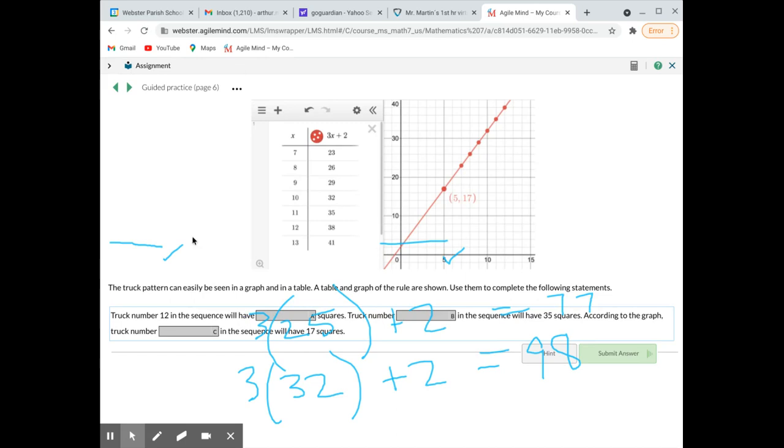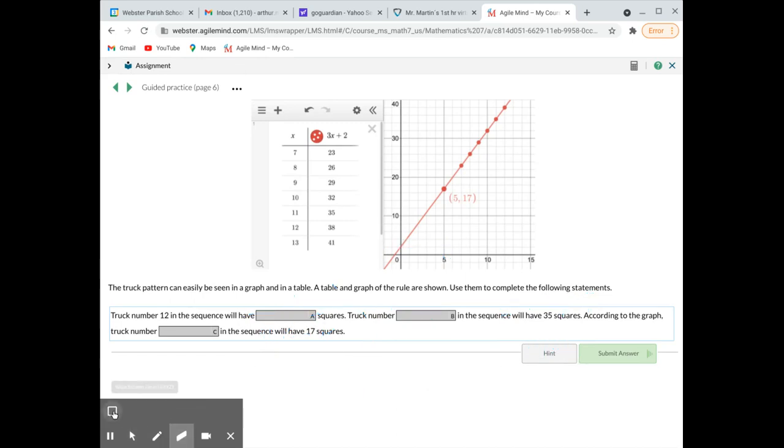All right. Looking at this next one, let's see what we got. Would you read this one for us, please, Tashandrik? Truck number 12 in the sequence. We have blank squares. Truck number blank in the sequence. We have 35 squares. According to the graph, truck number blank in the sequence will have 17 squares. All right, my man. Tell me how you're going to figure this out.